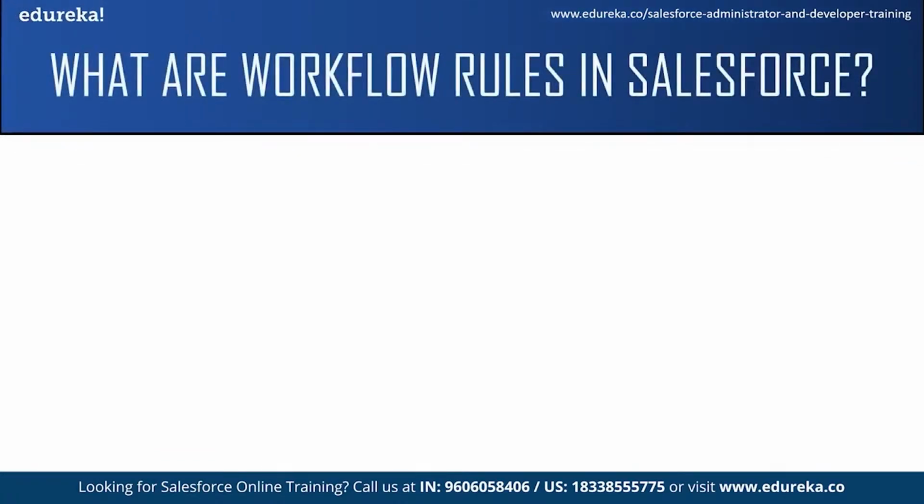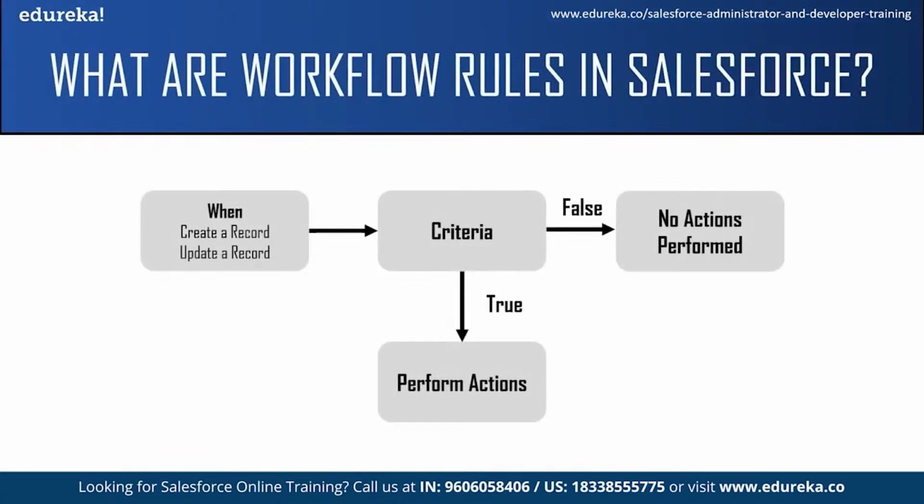So each workflow rule consists of two main things. One is the criteria and the other one is actions. But before we get into this, I want you to understand that you can set a criteria when a record is being created or when it has been updated. Now these records are only based on a single object. Now I'll just explain you what are objects, fields and records so you'll understand this better.